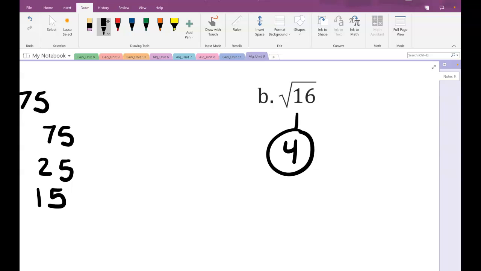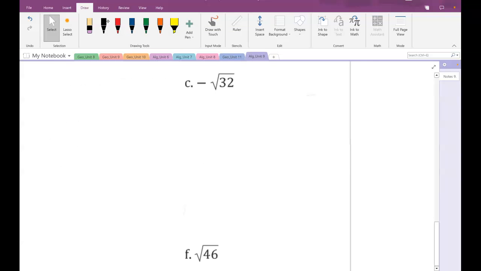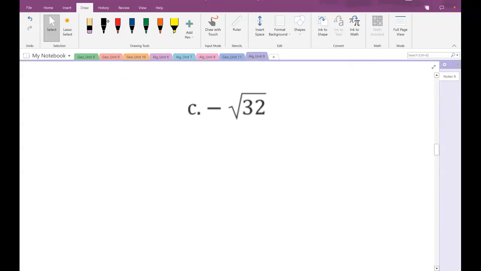All right, that one's easy. Example C. We have a negative in the front now. We have a negative in front of our square root symbol, and we're going to keep that as we simplify. So again, as you practice these, I would just write out the factors of 32.